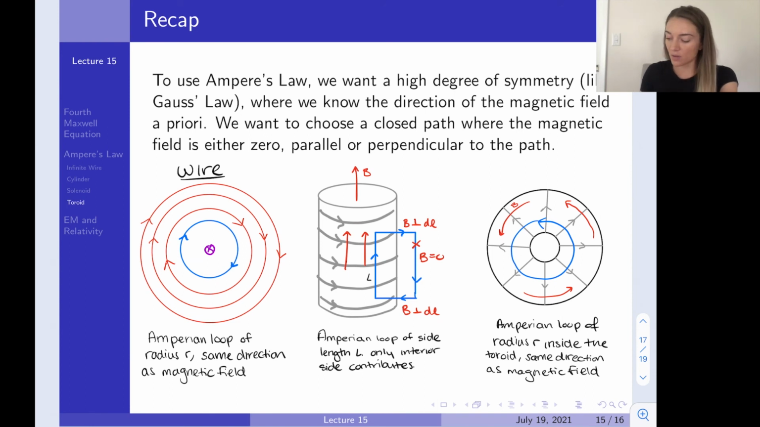Or we'll have the case of a toroid, where we draw an Amperian loop inside the toroid, and then the magnetic field is 0 everywhere else. And again, we chose these Amperian loops for the same exact reasons we decided to choose our Gaussian surfaces. We want to make that integral easy. So we want to choose Amperian loops where our integral is either completely parallel with the magnetic field or completely perpendicular, so that the cosine in the dot product is just either 0 or 1. Okay, so that's it for Ampere's law.